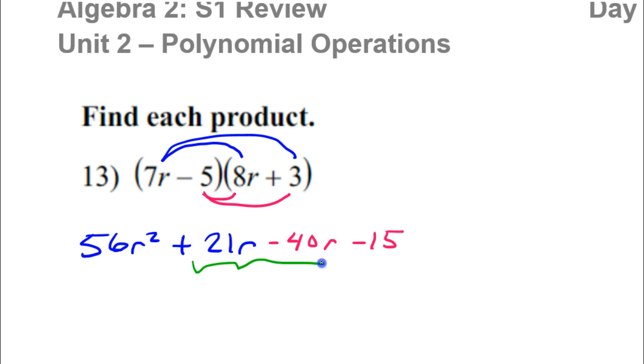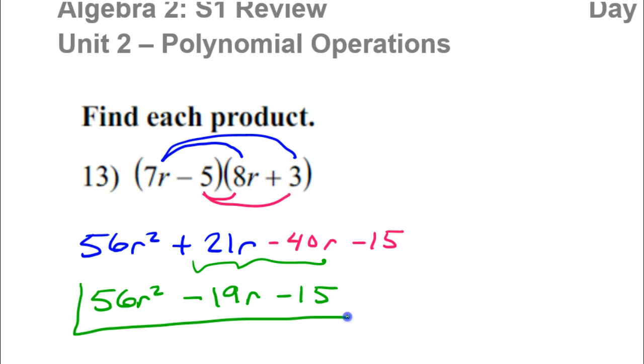So these are like terms, so I'm going to wind up putting those together. So I will have 56r squared. Now, this gives us negative 19r, and then I bring down the minus 15. So that's the answer to number 13. It's easy enough.